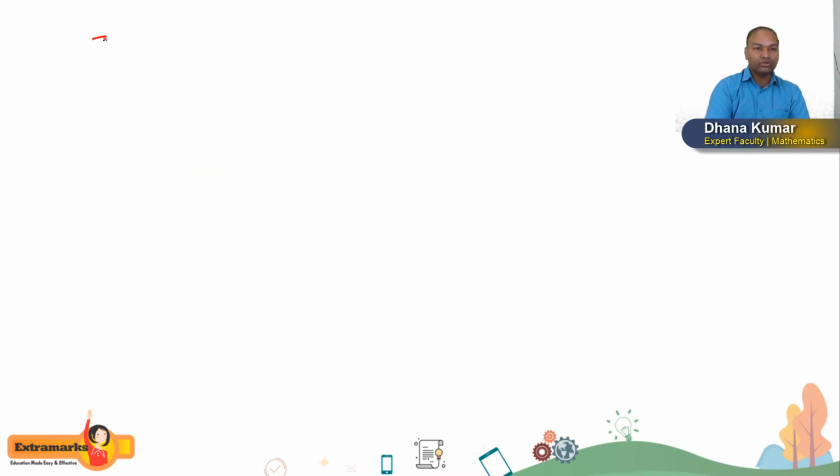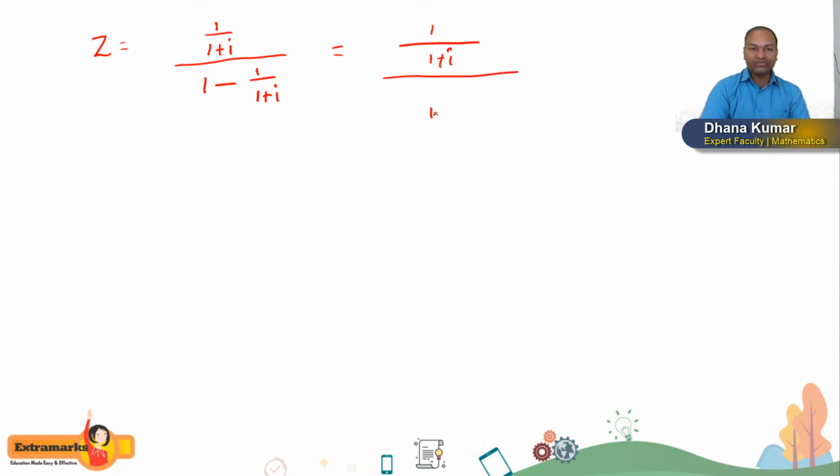Z is equal to a by, a means what? 1 by (1 plus i), by 1 minus r. Common ratio also what? 1 by (1 plus i). Now simplification. 1 by (1 plus i) whole divided by, LCM 1 plus i. Numerator 1 plus i minus 1. This cancels, 1 also cancels. 1 by i. Correct na?